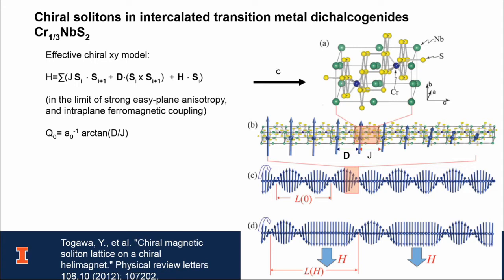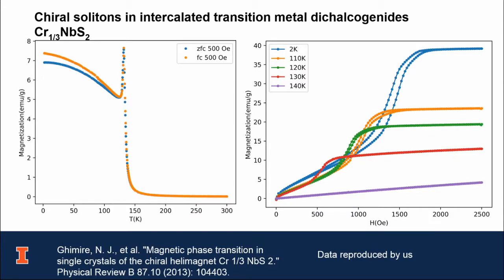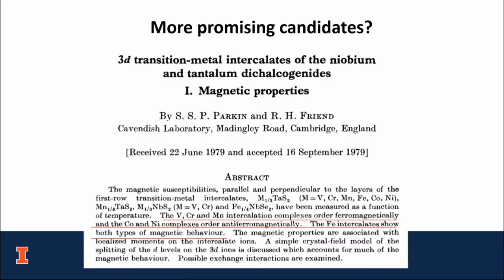So how do we know if there's a chiral soliton lattice in this system? Well, there's a bulk character of this chiral soliton lattice, which has been shown in chromium niobium sulfide. If you look at the magnetization versus temperature of this material, the chiral soliton lattice is manifested as a sharp cusp. And if you look at magnetization versus field, the chiral soliton lattice is shown by slope-changing behavior. The problem is, up to now, there's only one convincing example of a soliton material. So what we are working on now is to expand this soliton material family.